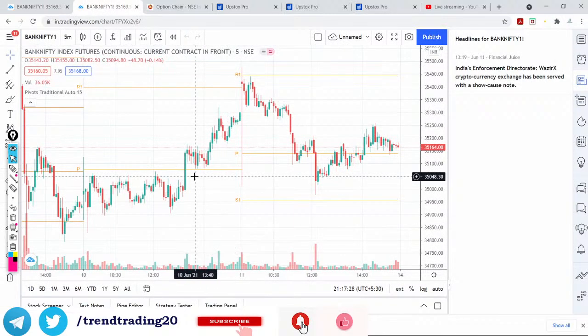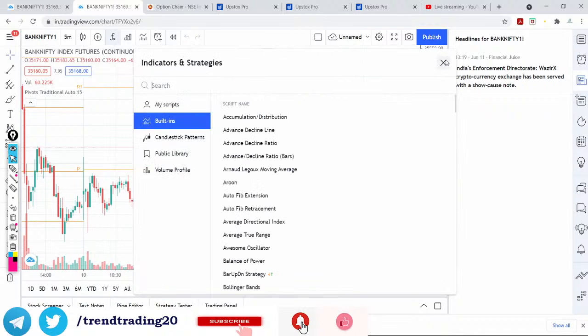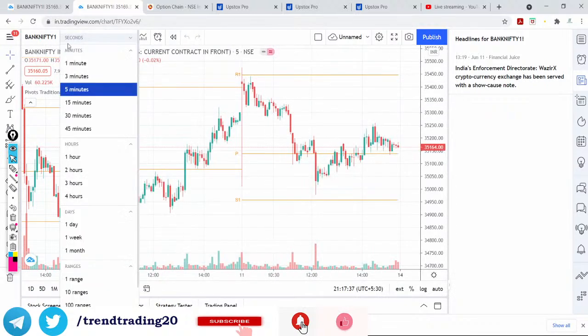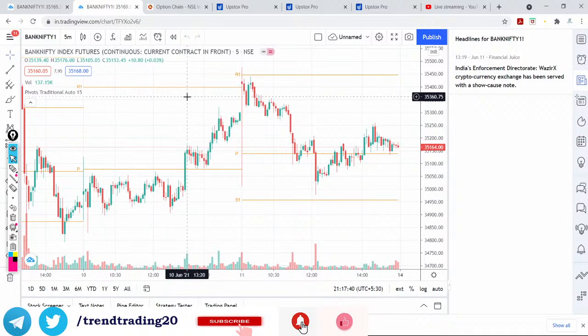Ask questions only related to the topic which we have discussed right now. Go to this FX and add the pivot point. Simple, easy. You can change the time frame here, 5 minutes, 30 minutes, whatever you want.